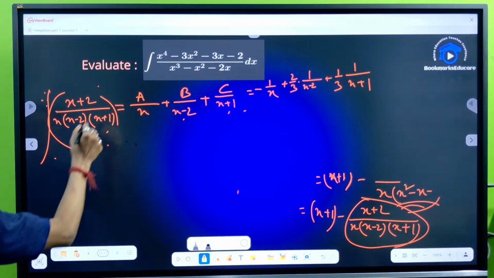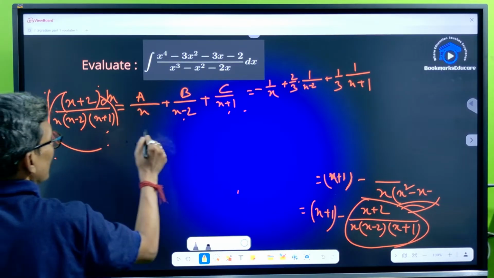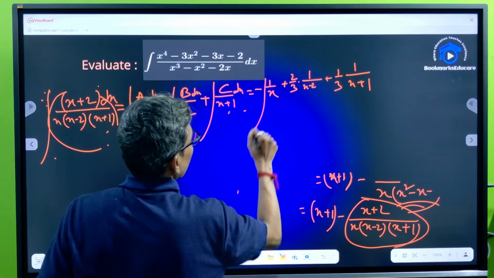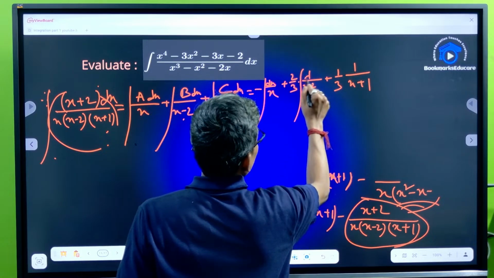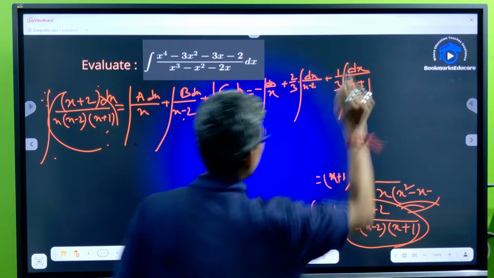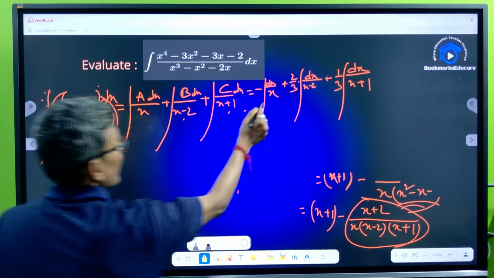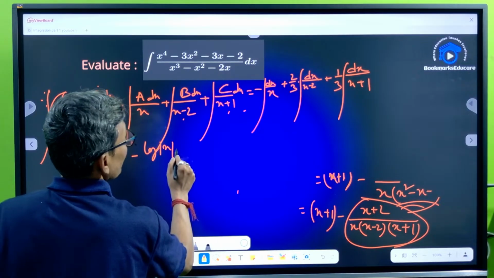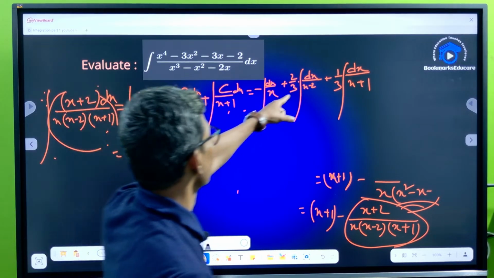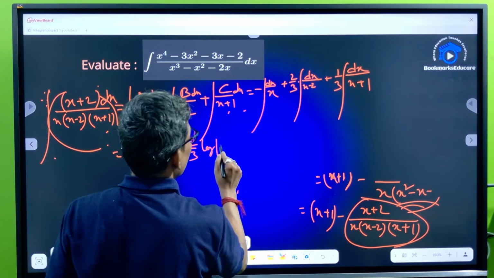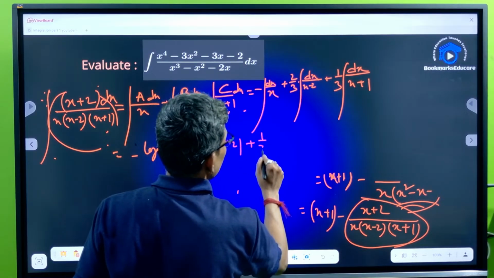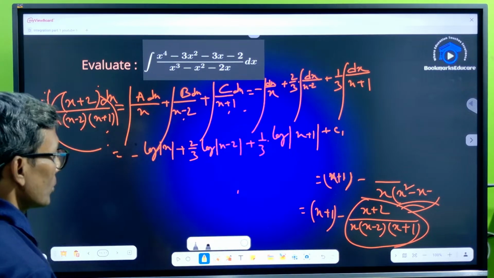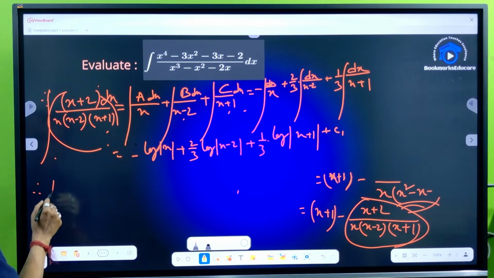Integrating on both sides with respect to x, this will become minus log of mod x plus 2/3 log of mod x minus 2 plus 1/3 into log of mod x plus 1 plus c1.